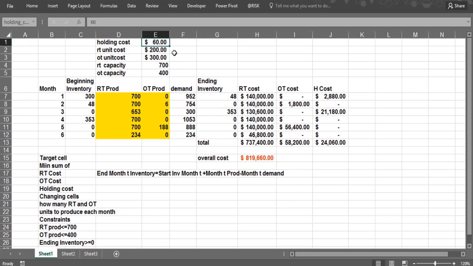Holding cost of $60 is pretty high per month. Usual annual holding cost is between 20 and 40% of the production cost. And in annual holding cost, the big component is the opportunity cost of your capital tied up, not the warehouse space.